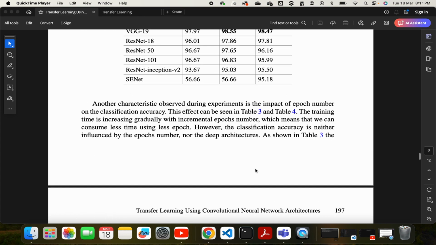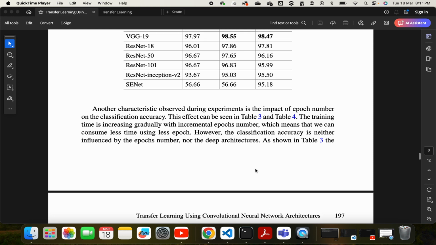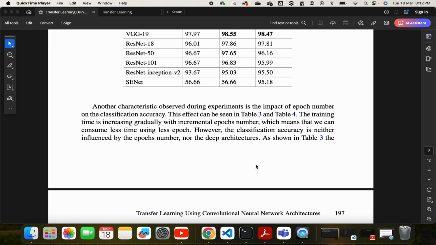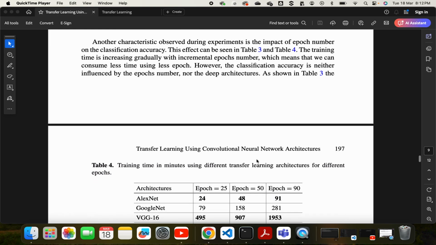We can also observe that the training time increases gradually with the increase in epoch numbers, but the classification accuracy is not influenced much by the epoch number, which means that we can consume less time by using fewer epochs.